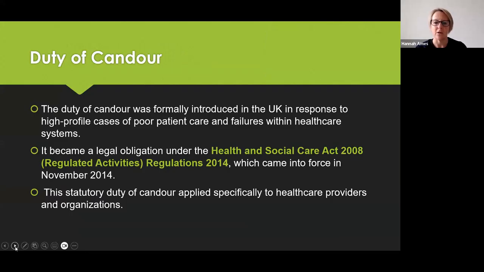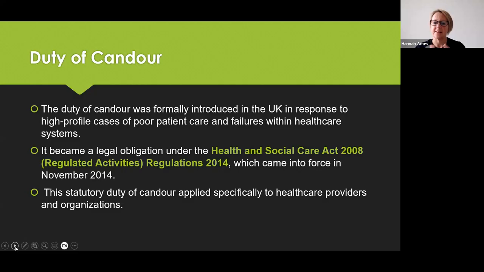And it came on the back of some very high profile cases within patient care and NHS trusts, where there was significantly poor patient care and lots of failures within healthcare systems. And it became a legal obligation. So this is the first thing you need to be aware of, that the duty of candour is a legal obligation and it is within the Health and Social Care Act of 2008. And it came into force in 2014.